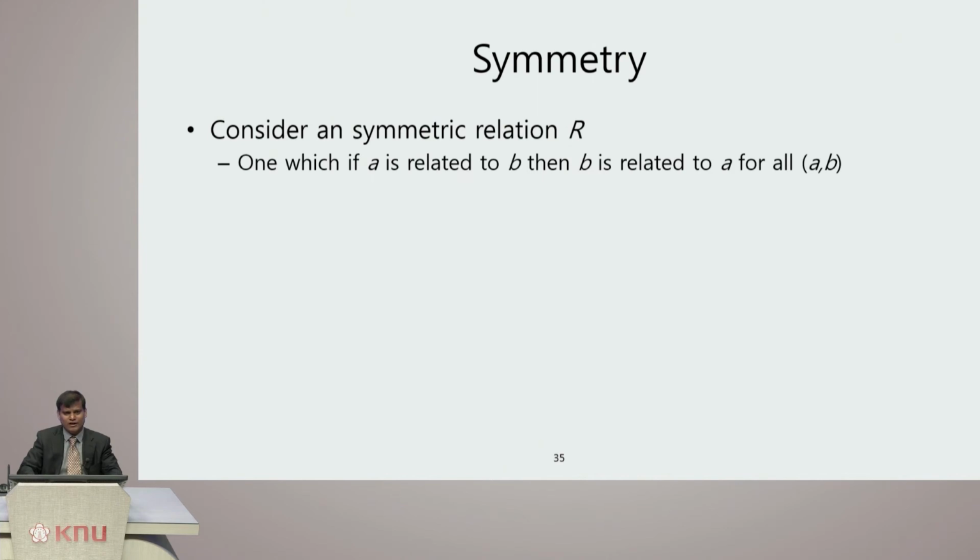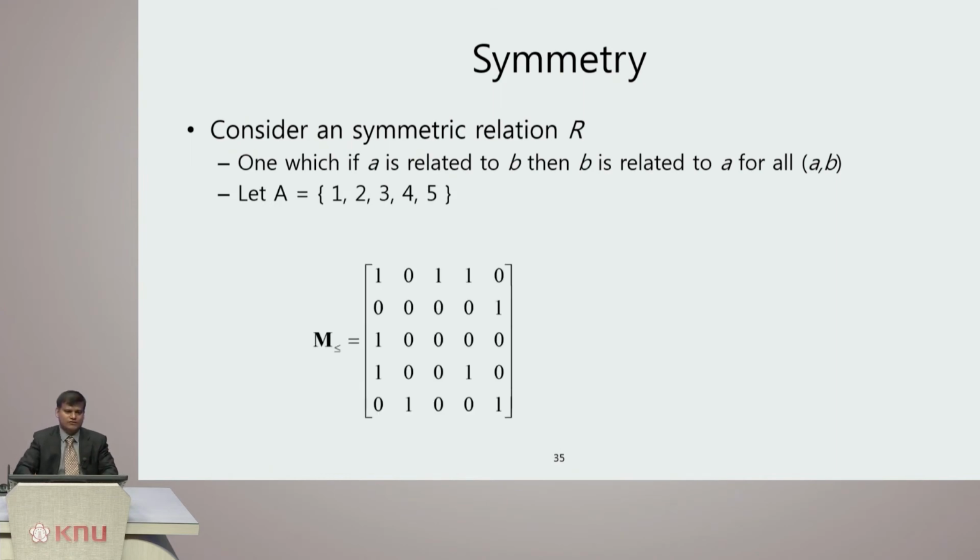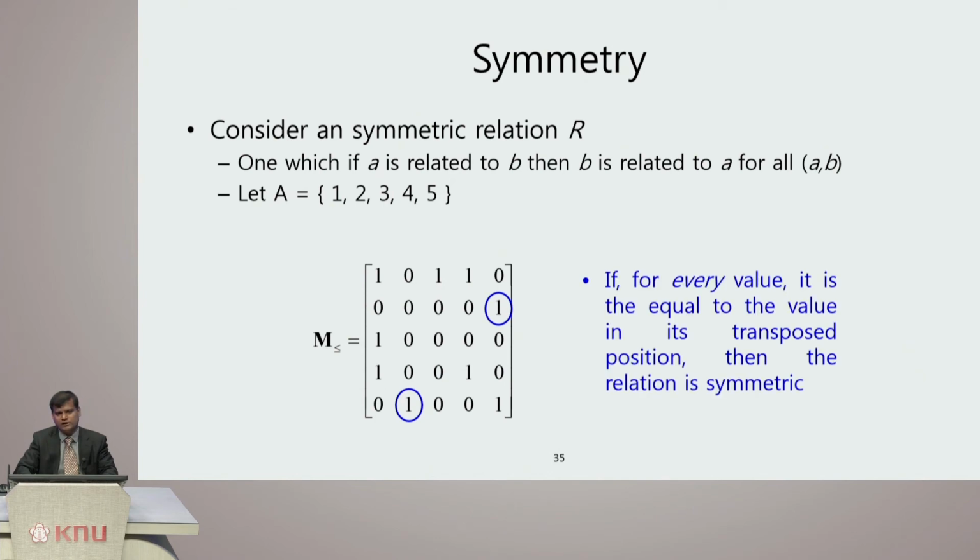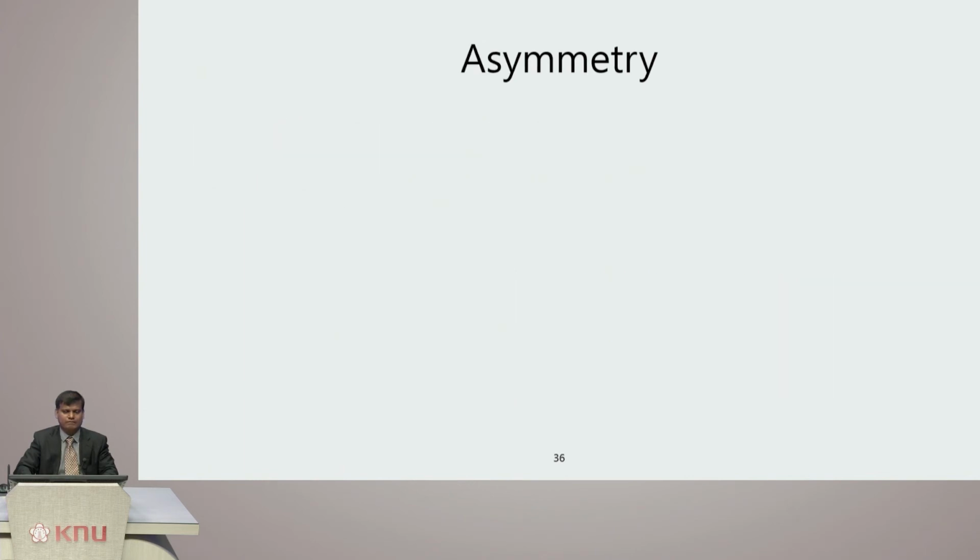Symmetry, so one in which if A is related to B, then B is related to A. So how can we establish this relation in matrix form? You can think about the elements on each of those triangles, the upper and the lower triangle. If every value is equal to the value in its transpose position, then you are establishing the relationship there.